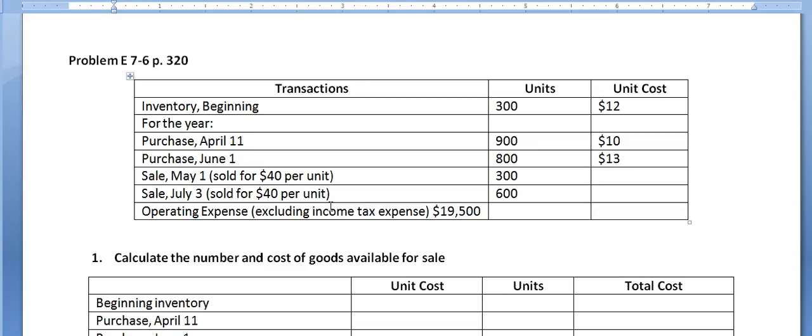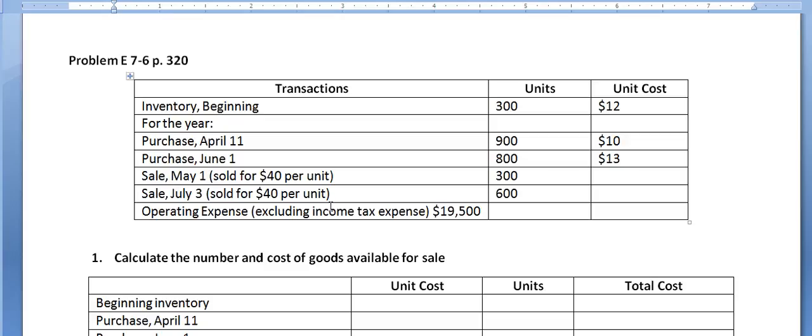The first method, specific identification, is not actually a part of this problem. With specific identification, you go back to the invoices you used to purchase your goods, your inventory, and use the actual prices you paid for the items that were sold to determine the cost of goods sold, and the actual prices of those items left to determine the cost of your ending inventory. You'll be using that method in another homework problem.